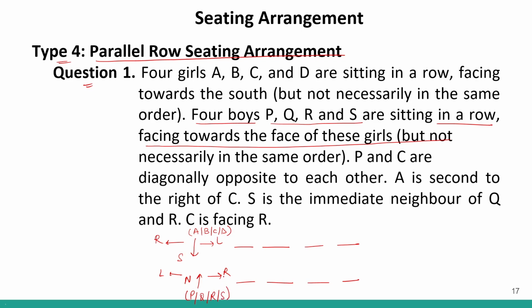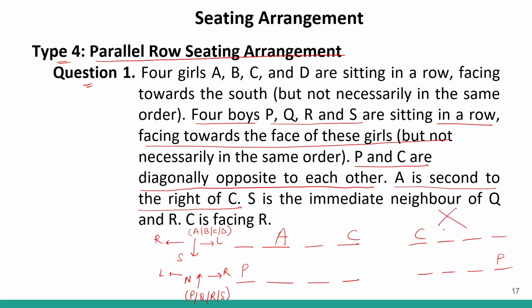Now let us look at the information. The information says that P and C are diagonally opposite to each other. So if they're diagonally opposite, that means P can come over here, C can come over here. First possibility. Or the second possibility is C can come over here and P can come over here. Okay. Now it is given to us A is second to the right of C. So right of C means this direction, A will be over here. Over here we do not have any position after C, therefore this is the wrong possibility.